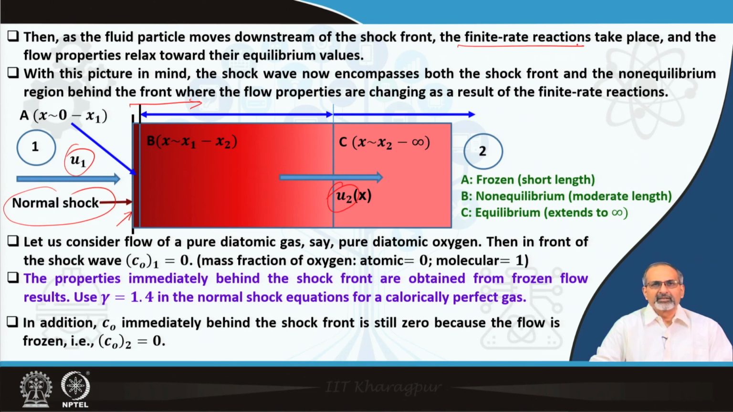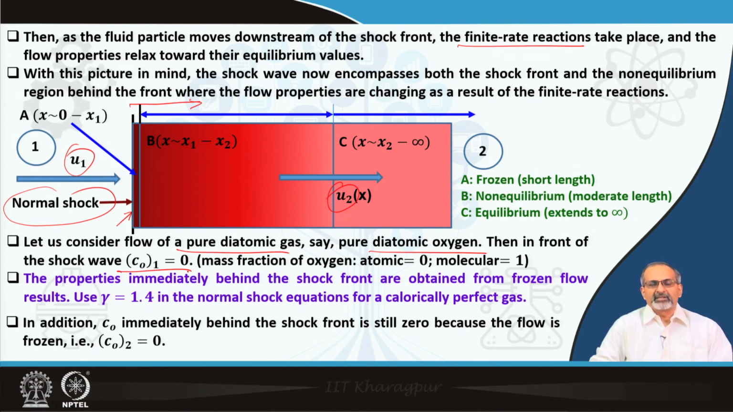And if we are considering a pure diatomic gas, let us say diatomic oxygen flowing past this shock, then in front of the shock wave, I mean upstream of the shock, you have a mass fraction of atomic oxygen equal to 0, while the molecular oxygen mass fraction will be 1. And if you move downstream of the shock, immediately behind the shock, the atomic oxygen mass fraction would still remain 0 in the frozen region, but then it will start changing through the non-equilibrium region till it reaches an equilibrium value when it is into the region C.